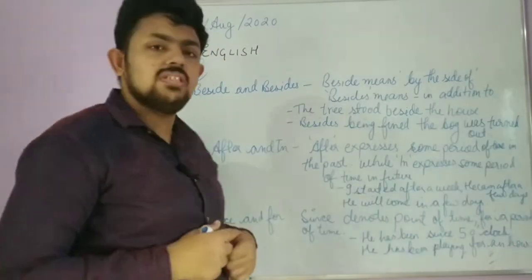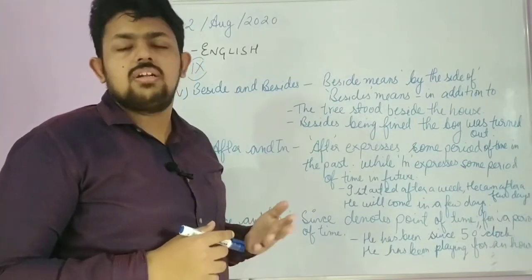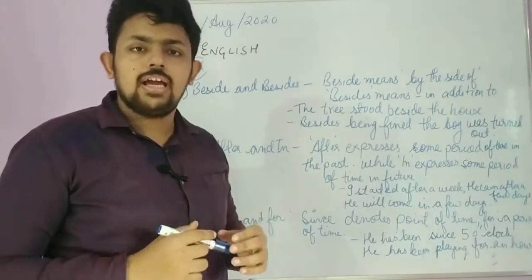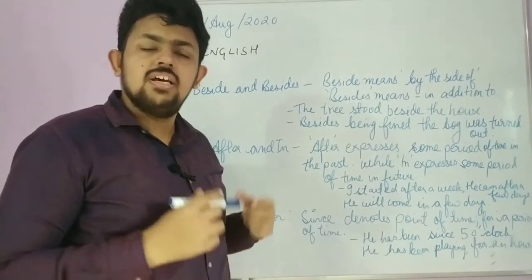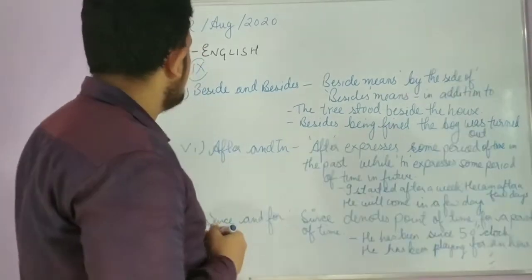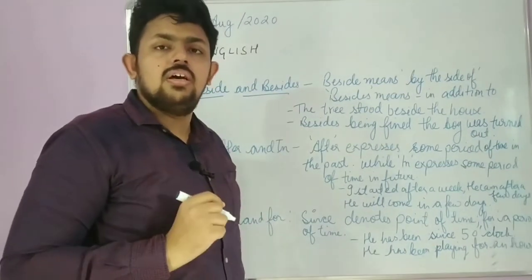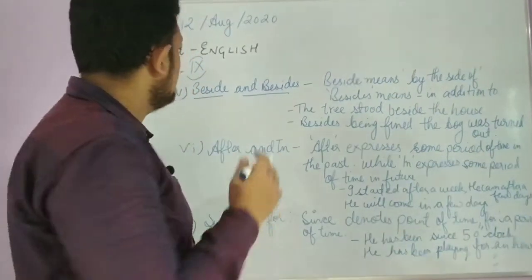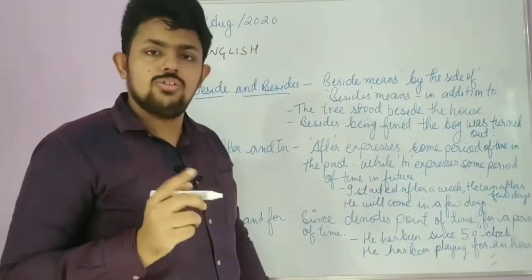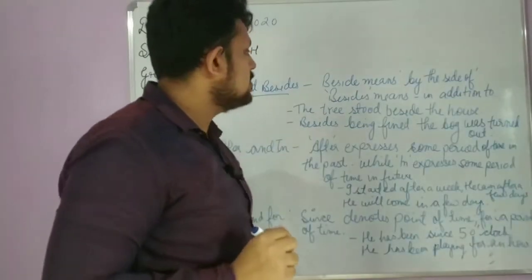Now see, beside and besides. It is a very common thing that comes in your boards also. You will have the blank, and in the options you will have beside and besides. You get confused. Really, a lot of students commit this mistake of beside and besides. So watch it very carefully and make a note in your notebook. Make the notes of all the prepositions, okay, and put a star on this topic. Use of certain prepositions. So, beside and besides.